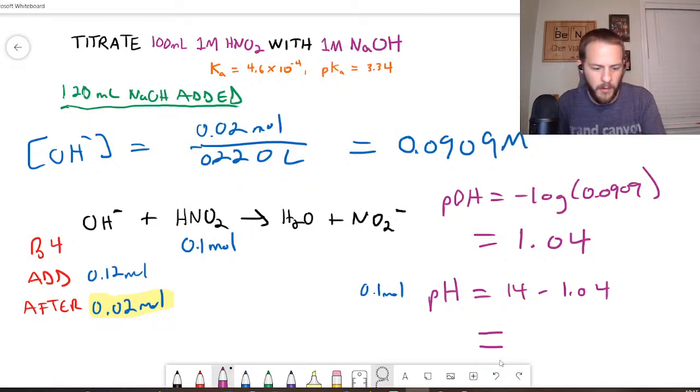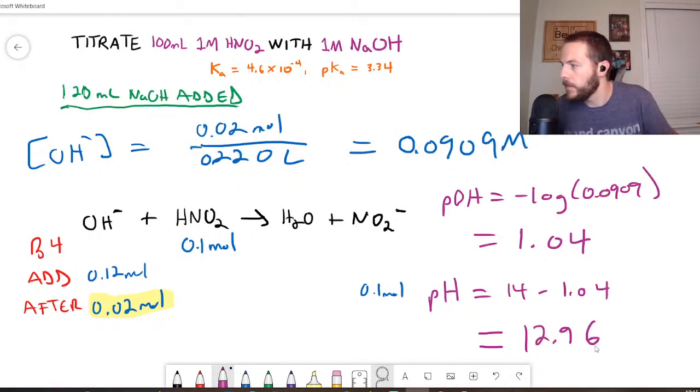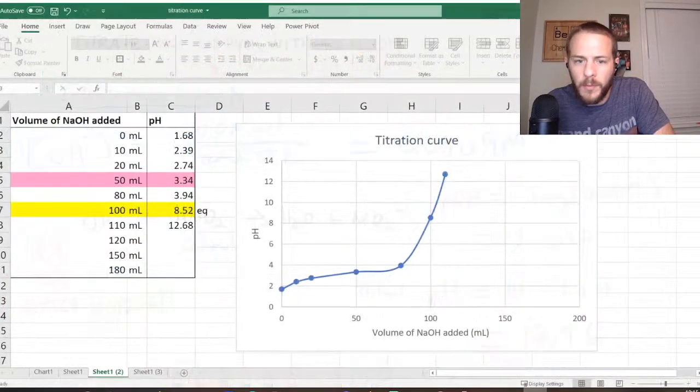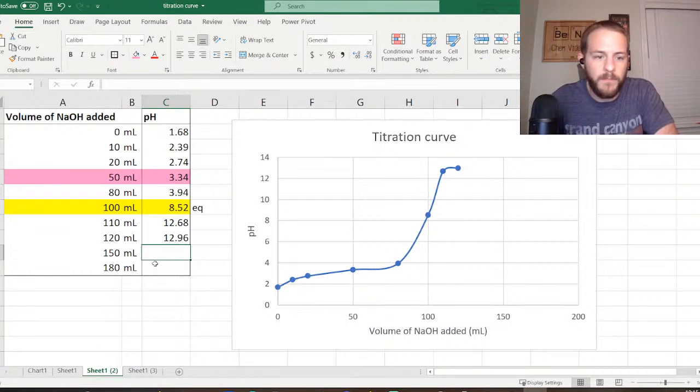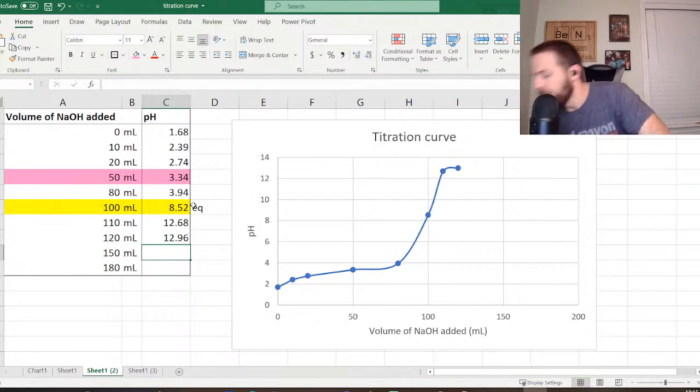Putting that in my calculator, I got 12.96. All right, I'm going to throw this into my spreadsheet here. So I'm going to go back here, 120 milliliters, 12.96. Looks like you're correct again to me. Good job. Very cool. What do you need me for? You're getting all these right. I'm just kidding. Thanks for being here.